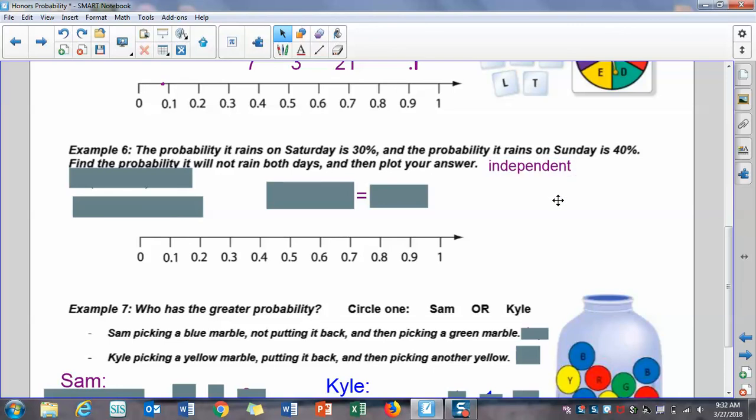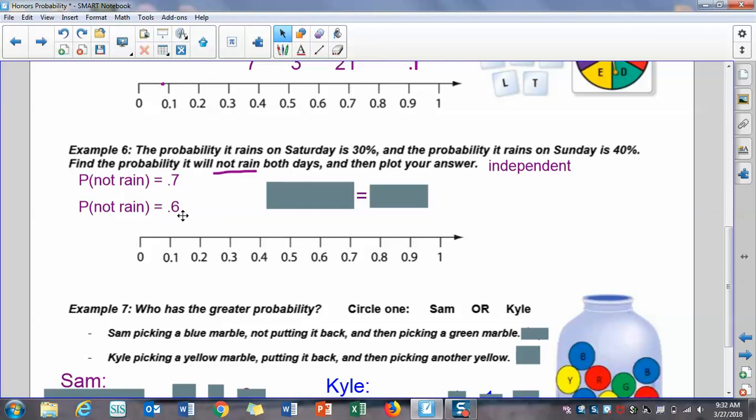Okay. Now, another keyword we want to look at is "it will not rain." The percentages they gave us, the 30 and the 40, are if it does rain. So we're looking at when it does not rain. So the probability it does not rain on Saturday is actually going to be 70% or 0.7. So that's for Saturday. And then for Sunday, it has a 40% chance of rain, so if it's not rain, it's going to be 60% or 0.6.